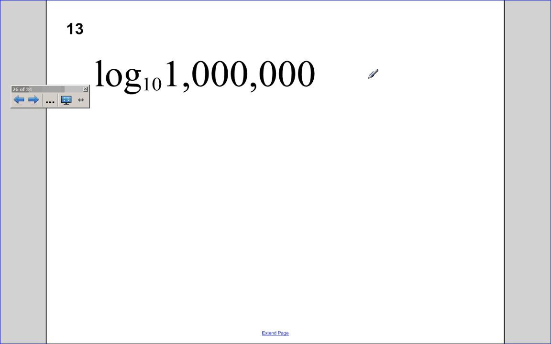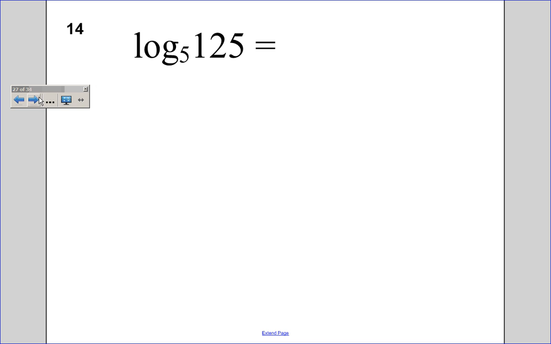Log base 10 of 1 million. Well, like I said before, we can just count up our zeros. Looks like there's 6, so 10 to the 6th must be a million. This one we have 5 to which power is equal to 125. 5 times 5 is 25, times 5 more is 125, so our answer is 3.